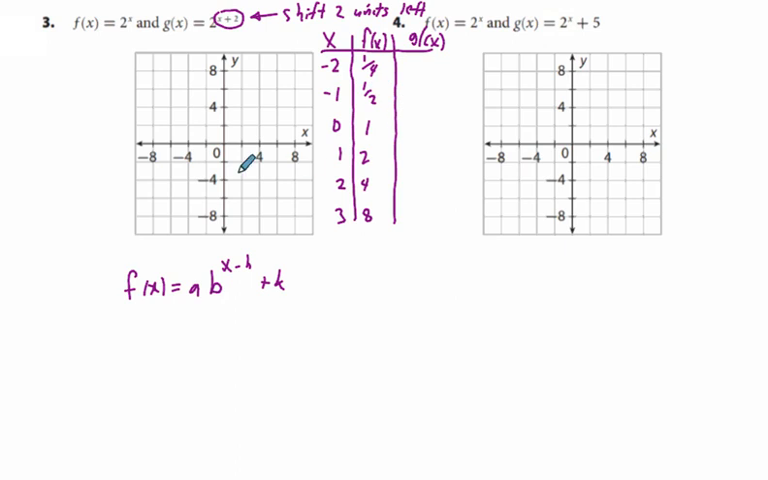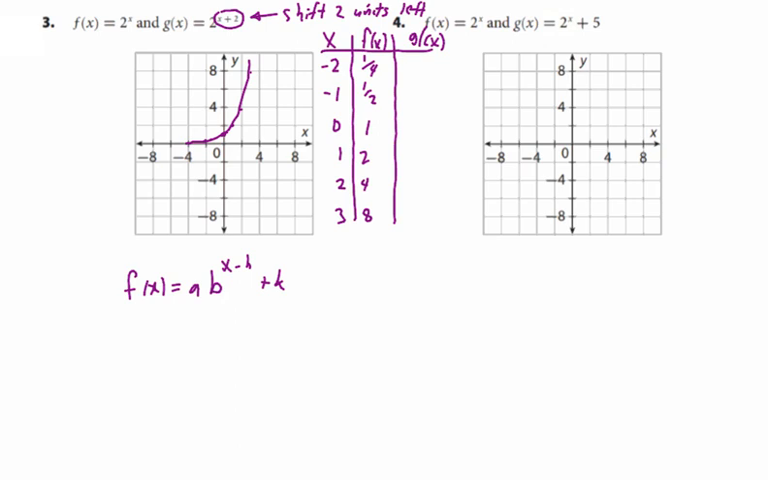So what that is going to do, let me just graph the first one. The same as we did with 0, 1, negative 1, 1 half, negative 2, 1 4, 1, 2, 2, 4, 3, 8. And so this is what it looks like. So what we're doing is we're going to shift 2 to the left.